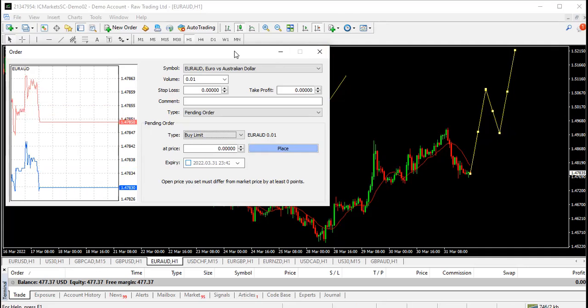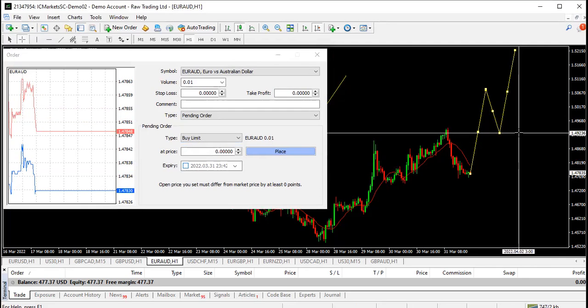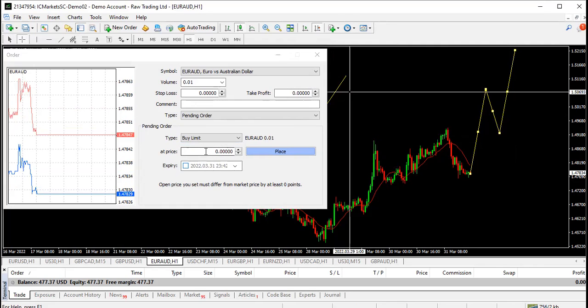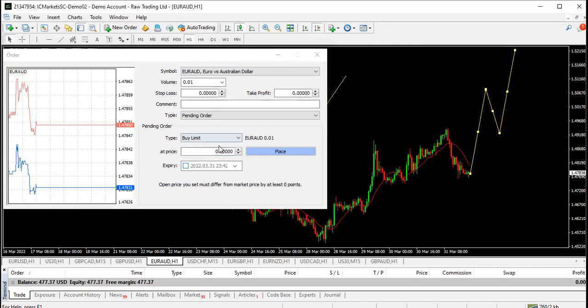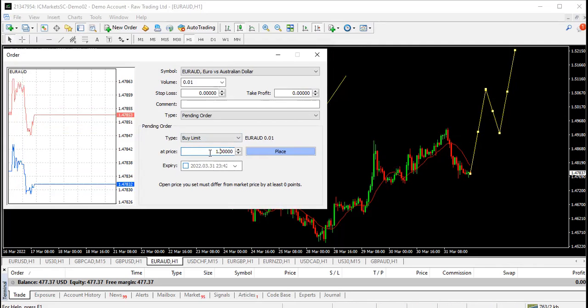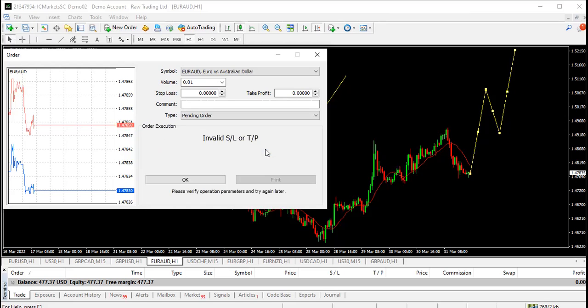So the price that we anticipate is at this level. So you see this level, which is 1.49236. So you can note it down for easy entry on your pending order. So when you come, you just come here to your pending order, then fill in the value. It's 1.49236, and then you place your order.